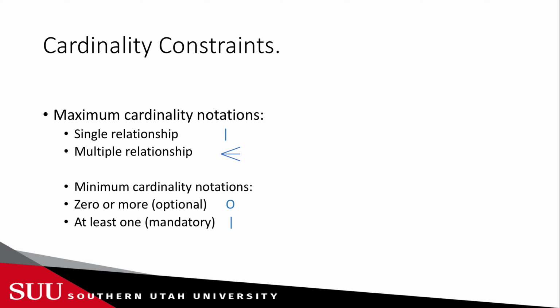So we'll have some notations to represent those cardinality constraints. We'll start with the single relationship, which is represented by a bar, and the multiple relationship, which will be represented by the crowfoot. Later on, when we talk about minimum cardinality, we will also talk about optional or mandatory. So let's talk first about the one-to-one relationship.